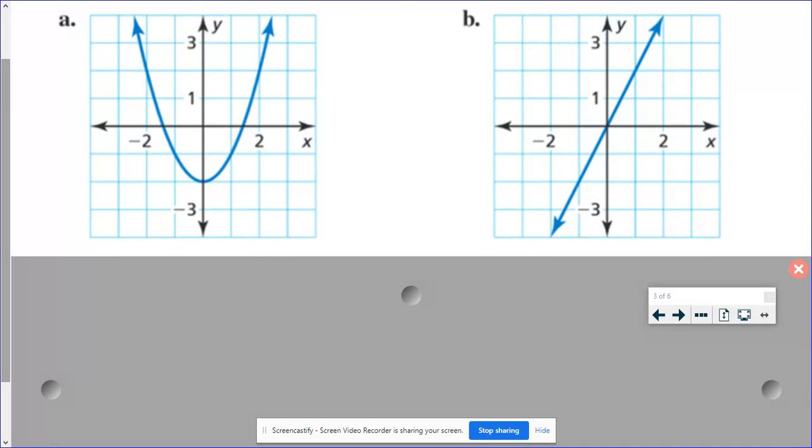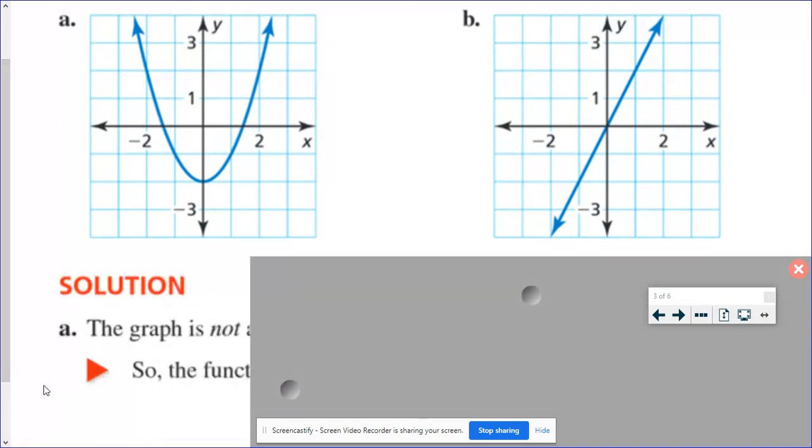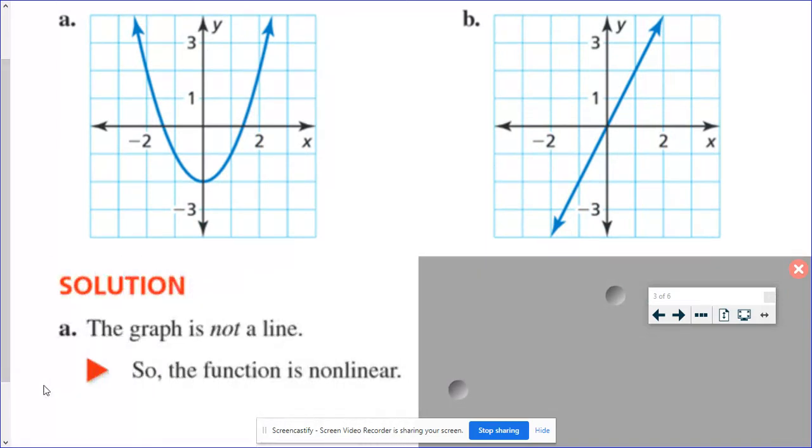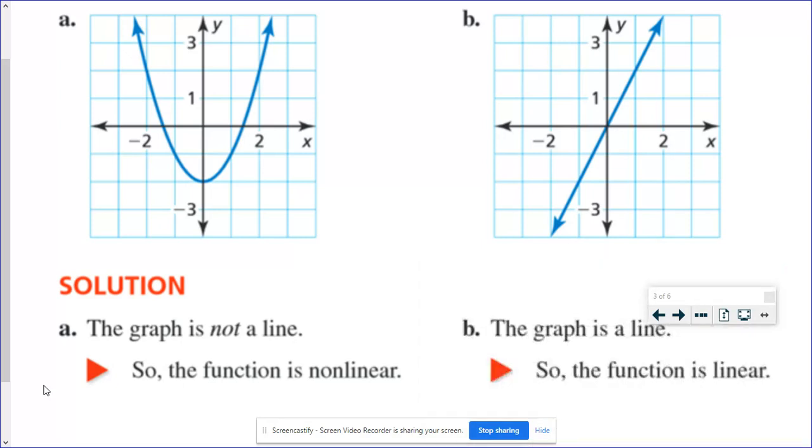For A, that is clearly not a straight line. That's called a parabola. It comes when we've got something squared like y equals x squared, but this is not a straight line. That just means it's nonlinear. For B, this is a straight line. So it's linear. That's as much as you need to know on those kinds of problems. If you've got graphs, decide: is it a straight line or not a straight line? Linear or nonlinear?